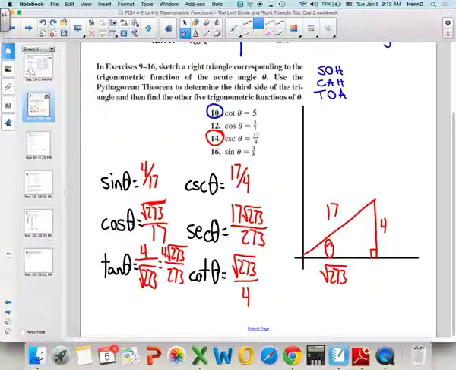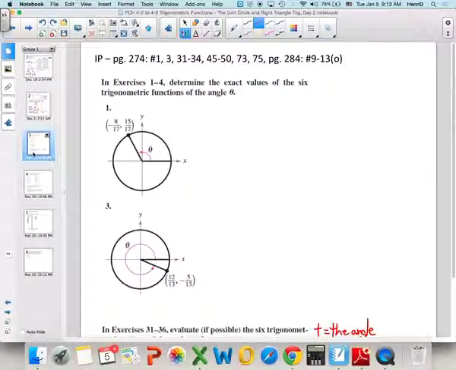Alright, so for today, I want you to be able to see those patterns in the unit circle. I want you to be able to work with getting all 6 trig functions. These ones are slightly different. What you're going to need to do is use the coordinates to help you draw the picture.